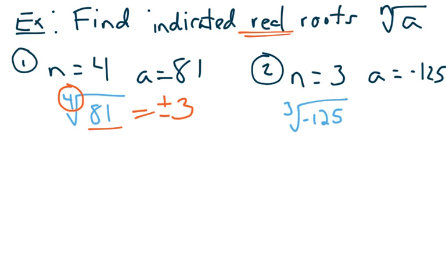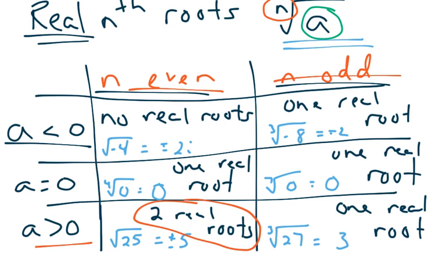Go back to your table. We're looking at the root that we're looking for, even or odd, the number underneath, positive, negative, or 0. When we've got the cube root of negative 125, that would be an odd one. Sorry, that should be an underline. Odd one and negative. How many real roots? Well, we've got one real root. We need to go find it.